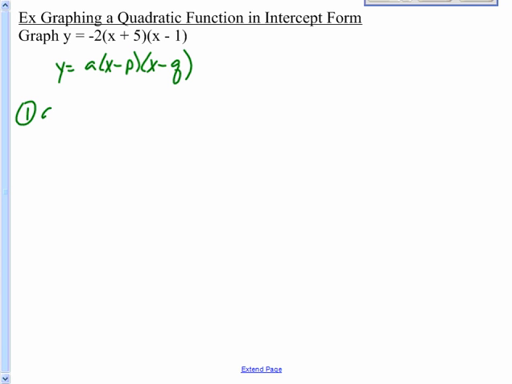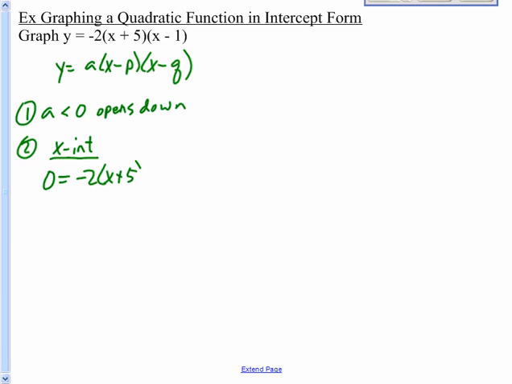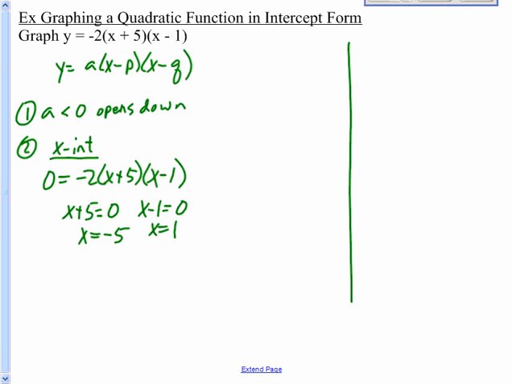Alright, so number 1, you notice that your a is negative 2. So this thing's going to open down. Find your x-intercepts again, by letting y be 0. Take each factor that has an x in it, so that x plus 5 must be 0, or the x minus 1 must be 0, by the zero product property. Subtract 5 from both sides here, add 1 to both sides here. Okay, so negative 5 and 1. Negative 5 and 1.